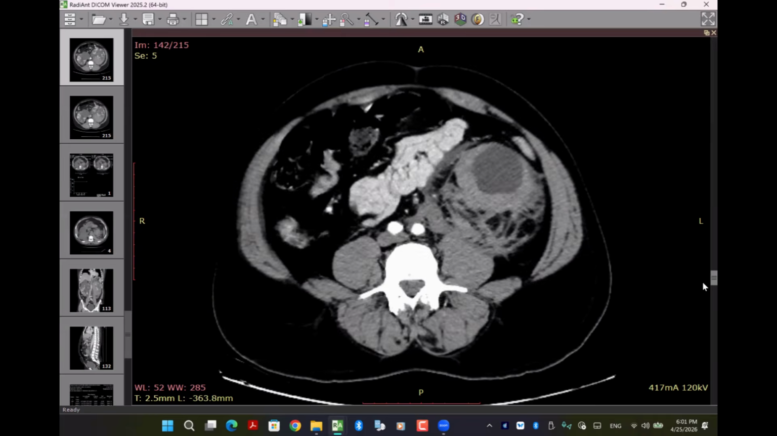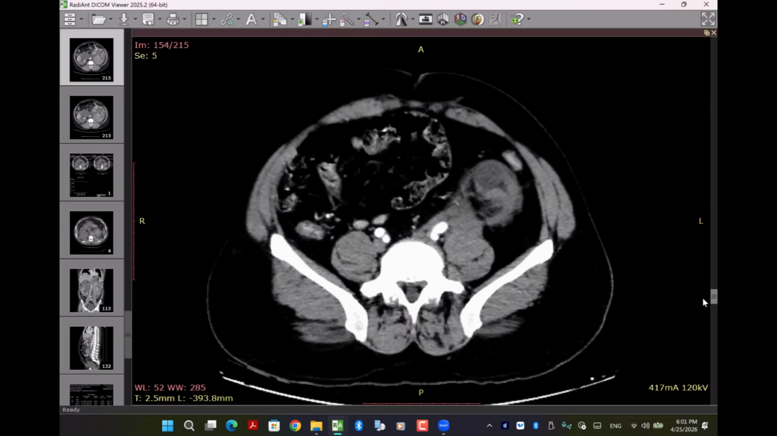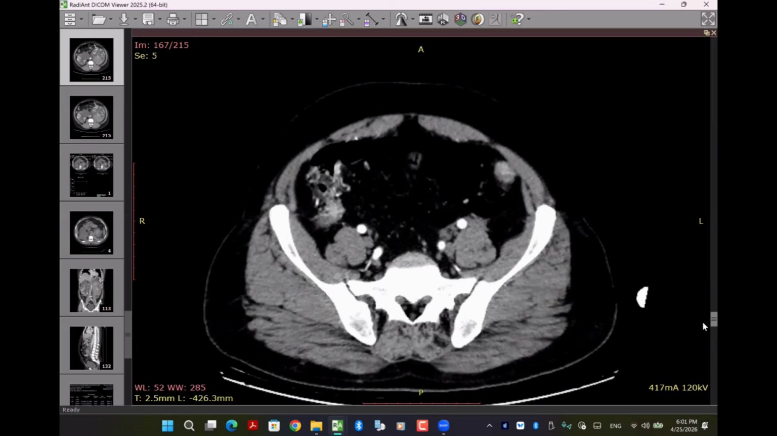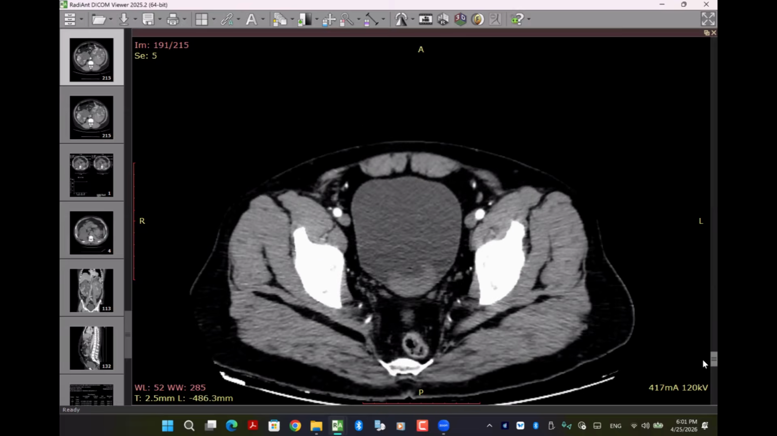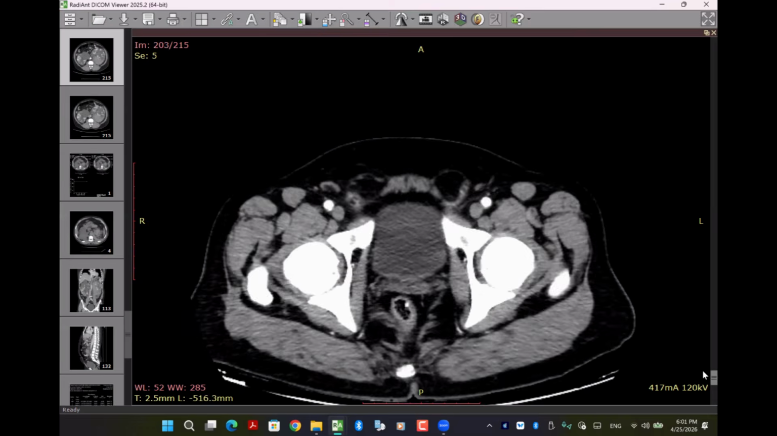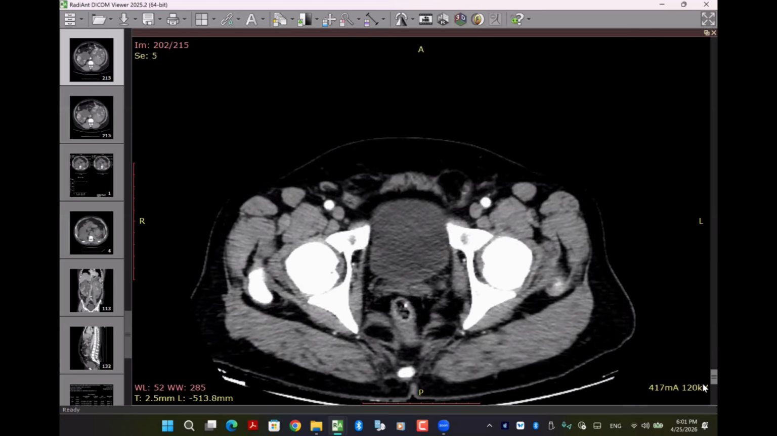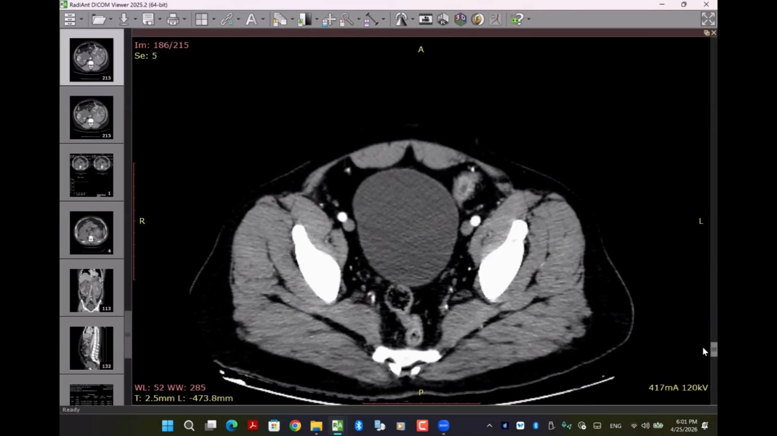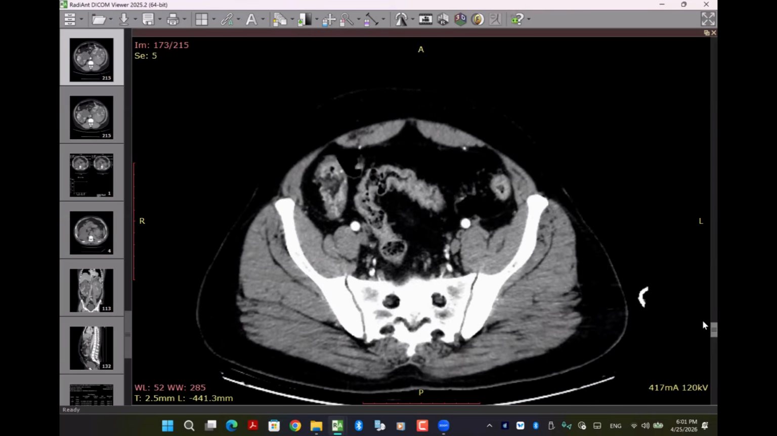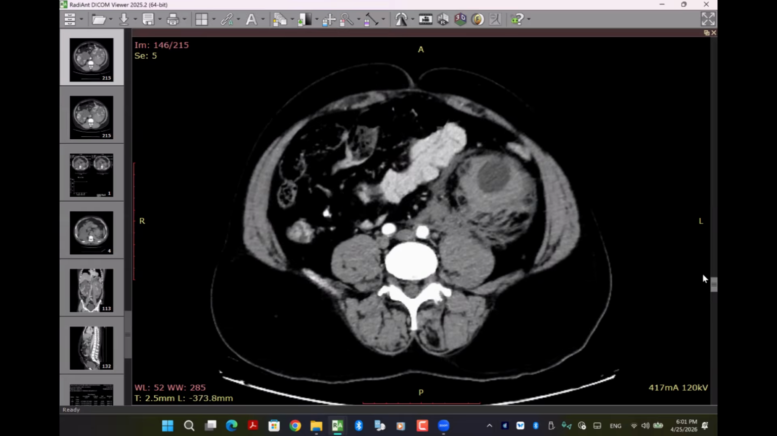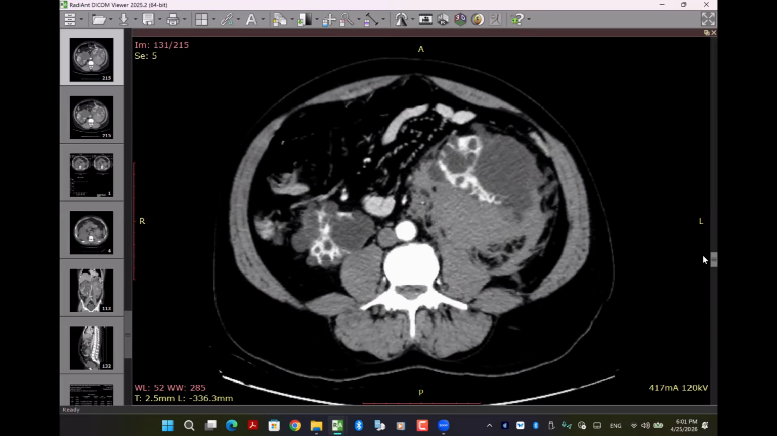Additionally, I can appreciate that there is a perinephric collection extending into the perirenal spaces. Right or left? On the left side. On the left side. And going down into the region of the pelvis, there is a soft tissue density lesion noted in the dependent most portion of the bladder as well. So those are the findings. I would like to move to the region of interest.